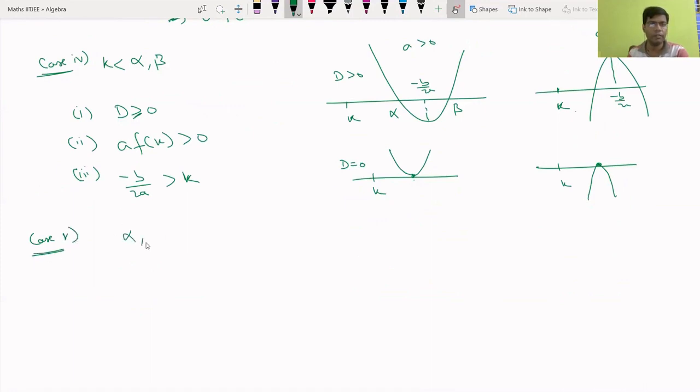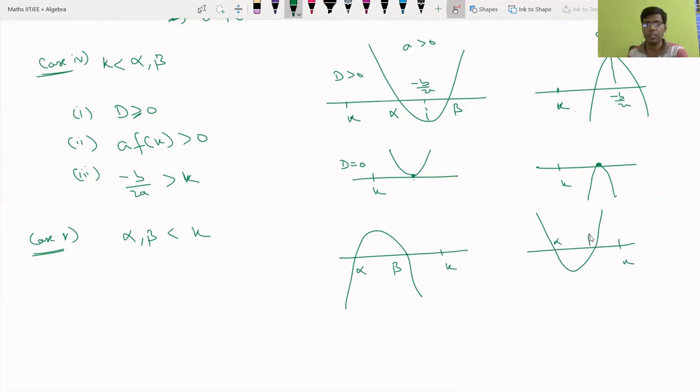So this is my fourth condition, and now we have the fifth condition, when alpha, beta both are less than k. So again I have this is my alpha, beta, this is k, or it will be like this. This is alpha and beta. Again, this is when discriminant is greater than 0, and when it is equal to 0, I'll have touching at one point like this. And this is k.